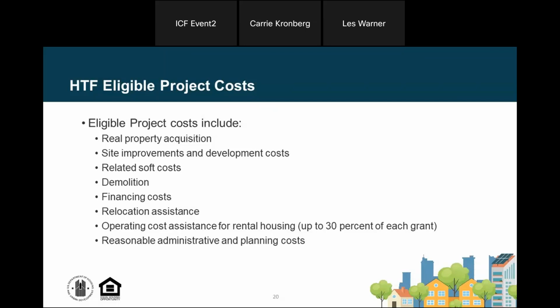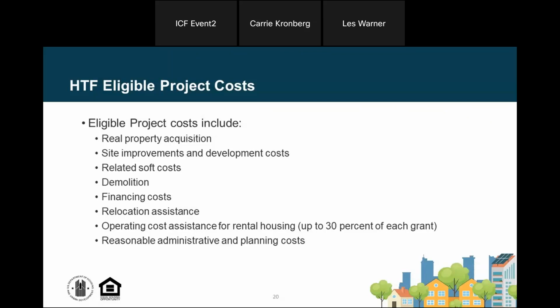We may have projects that include demolition, so we might be clearing all or part of a site as part of that housing, either construction or rehabilitation. That's something that would be eligible under the Housing Trust Fund program. Financing costs that are related to our Housing Trust Fund units also could include relocation assistance. So if we permanently or temporarily need to displace existing residents or potentially businesses, that would be an expense that would be eligible for use of the Housing Trust Fund dollars.